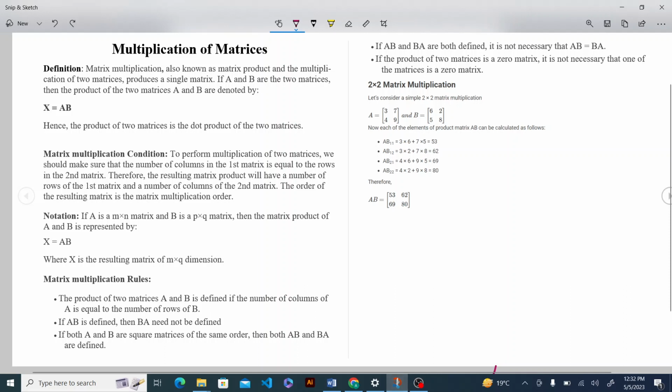Today's topic is very interesting and it is multiplication of matrices. Let's see the definition first. Matrix multiplication, also known as matrix product, and the multiplication of two matrices produces a single matrix. If A and B are the two matrices, then the product of the two matrices A and B is denoted by X is equal to AB. Hence, the product of two matrices is the dot product of the two matrices.